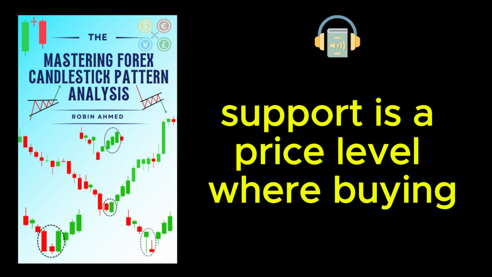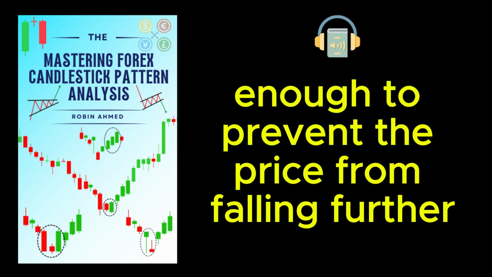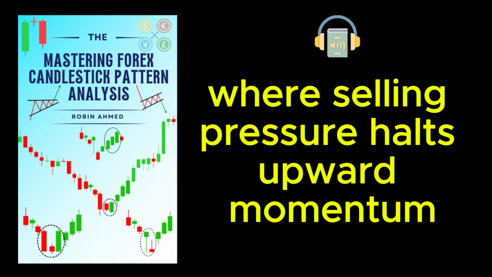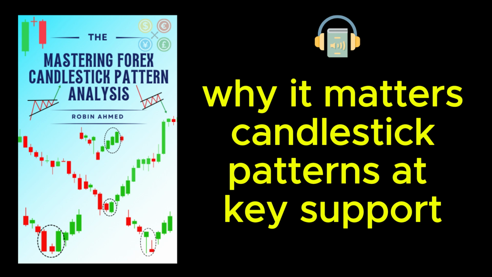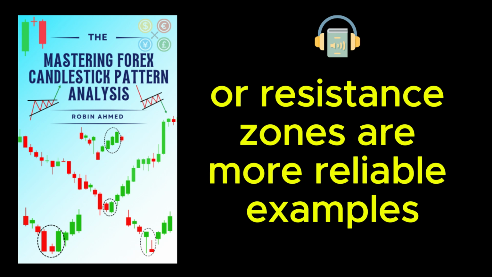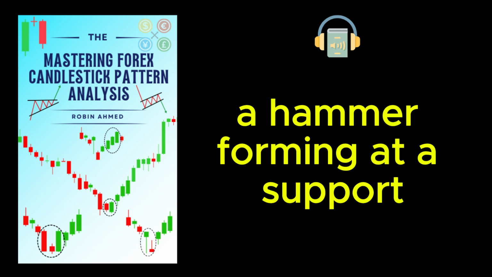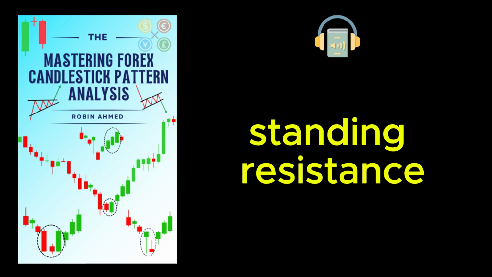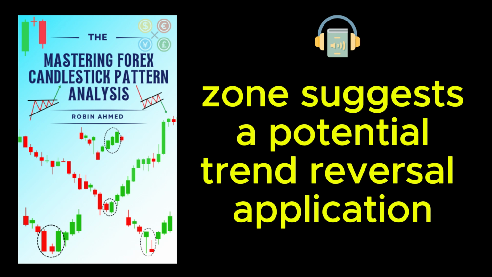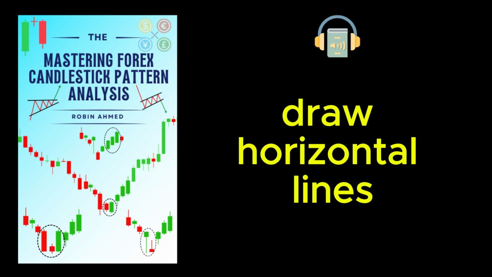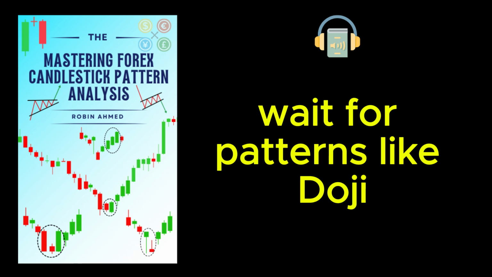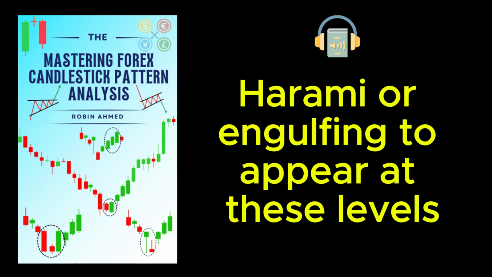1. Support and resistance, the foundation of price action. Definition: support is a price level where buying interest is strong enough to prevent the price from falling further. Resistance is the opposite, where selling pressure halts upward momentum. Why it matters: candlestick patterns at key support or resistance zones are more reliable. Examples: a hammer forming at a support level is more meaningful than in the middle of a range. A bearish engulfing at a long-standing resistance zone suggests a potential trend reversal. Application: draw horizontal lines where price has historically reversed. Wait for patterns like doji, harami, or engulfing to appear at these levels.